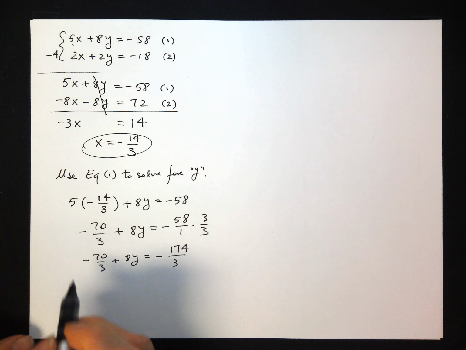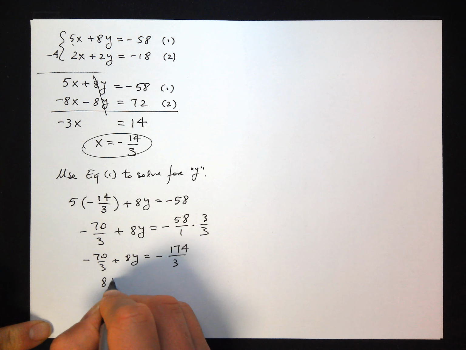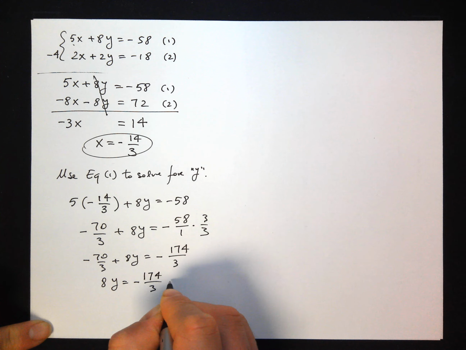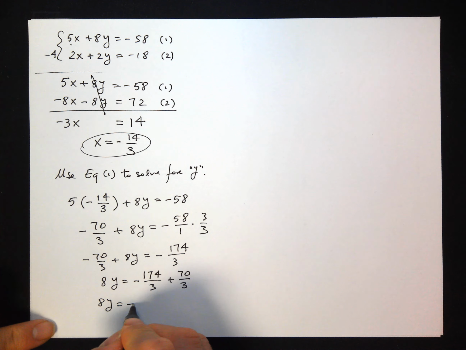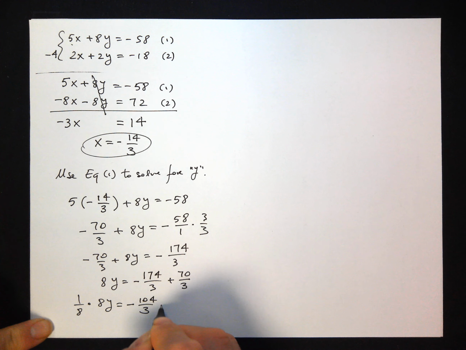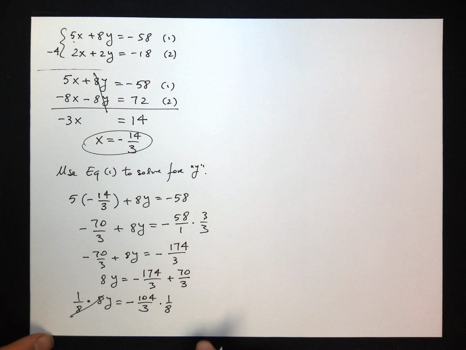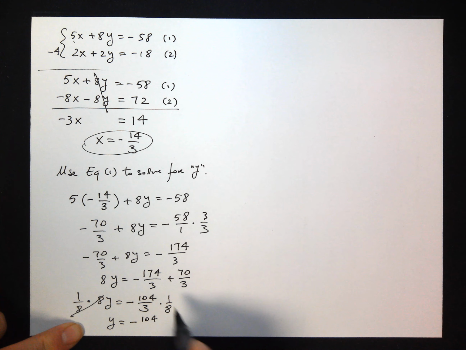So negative 70 over 3 plus 8y equals negative, obviously with 3 in the bottom, 3 times 50 is 150, plus 24 is 174. If we add 70 over 3 on both sides, you get 8y equals negative 174 over 3 plus 70 over 3. So 8y equals negative 104 over 3. Now we need to multiply both sides by 1 over 8, to get rid of this 8. Then y equals negative 104 over 24.